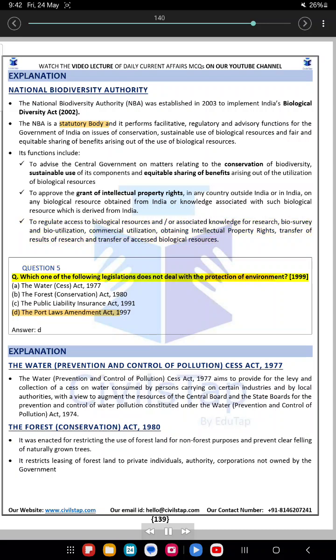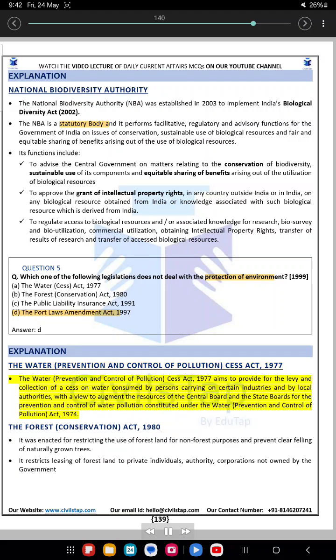Question 5. Which one of the following legislations does not deal with the protection of environment? A. The Water (Prevention and Control of Pollution) Cess Act, 1977. B. The Forest Conservation Act, 1980. C. The Public Liability Insurance Act, 1991. D. The Port Laws Amendment Act, 1997. Answer D. Explanation. The Water Prevention and Control of Pollution Cess Act, 1977.